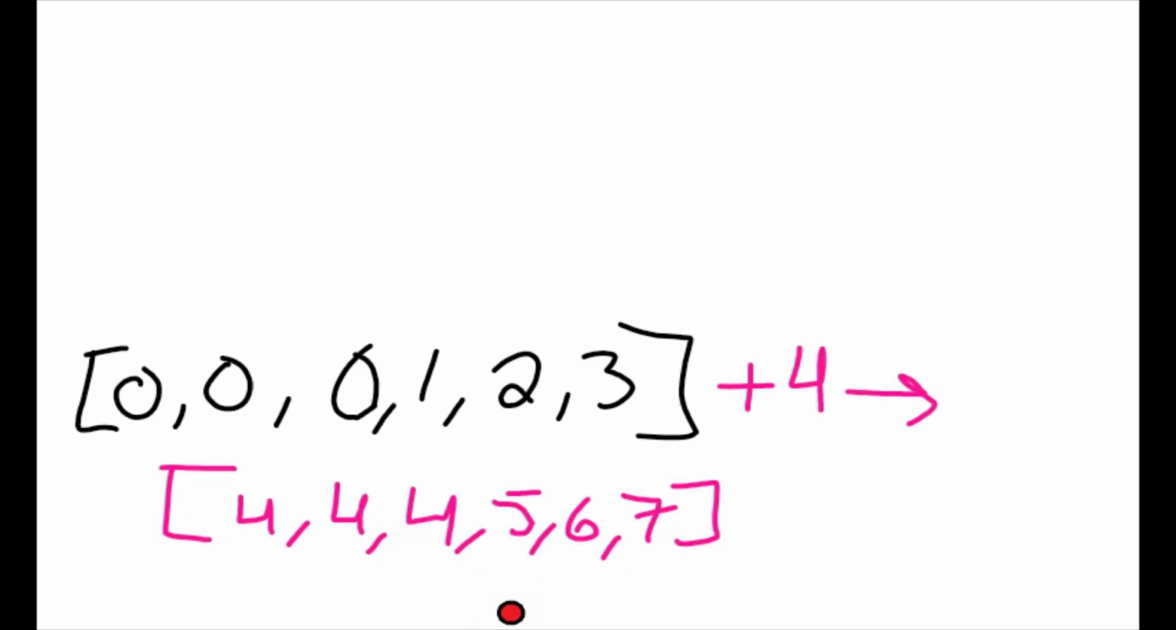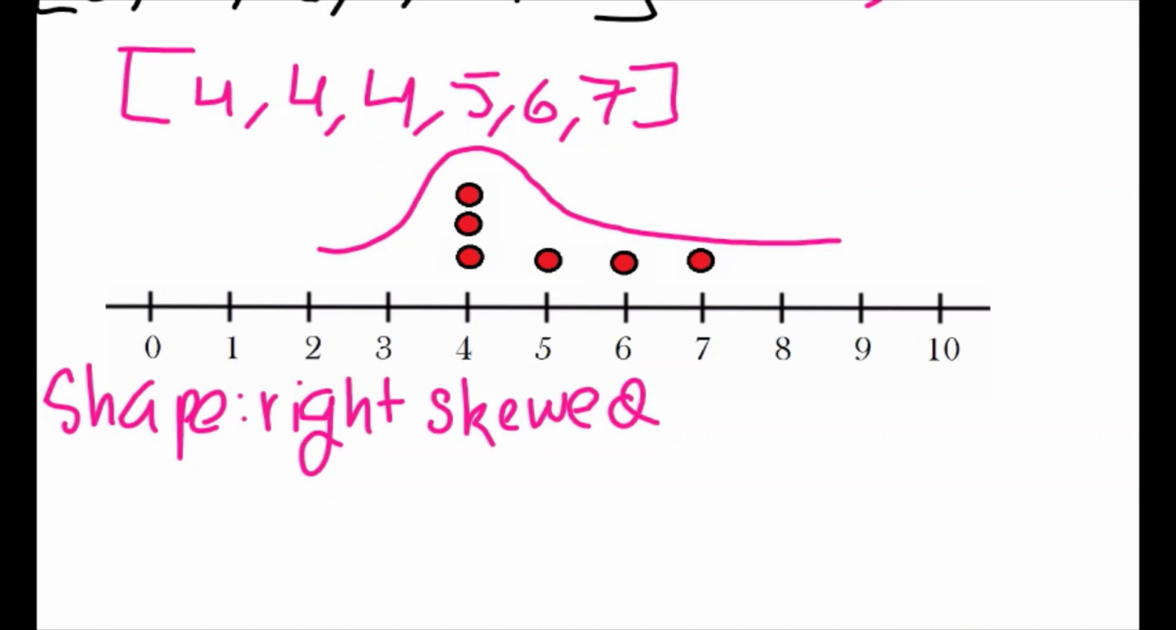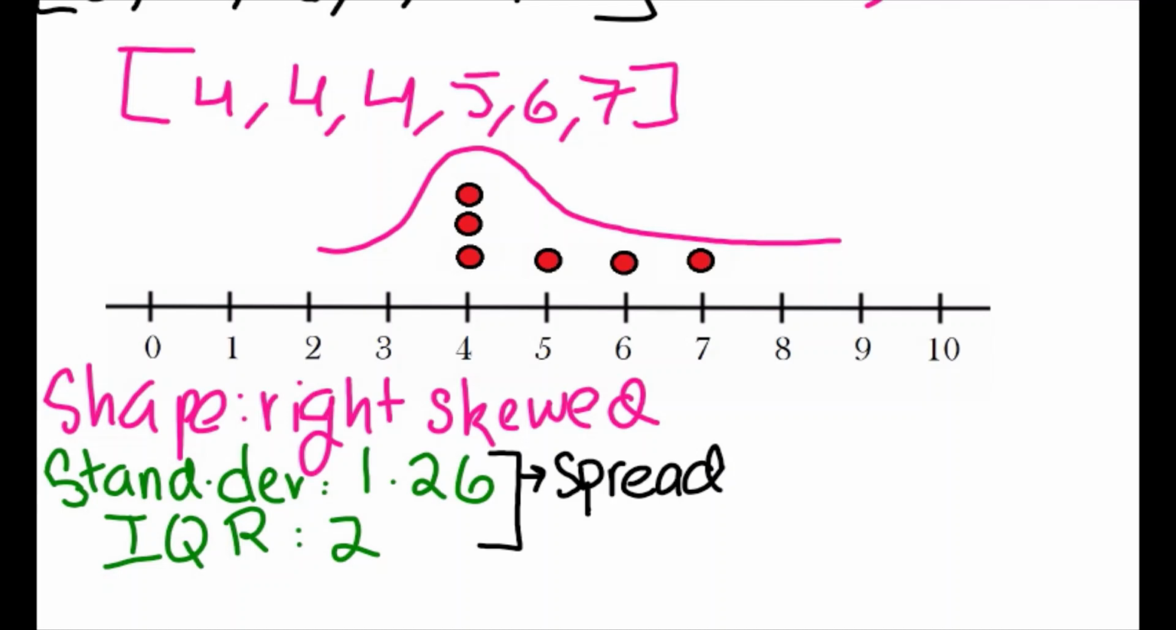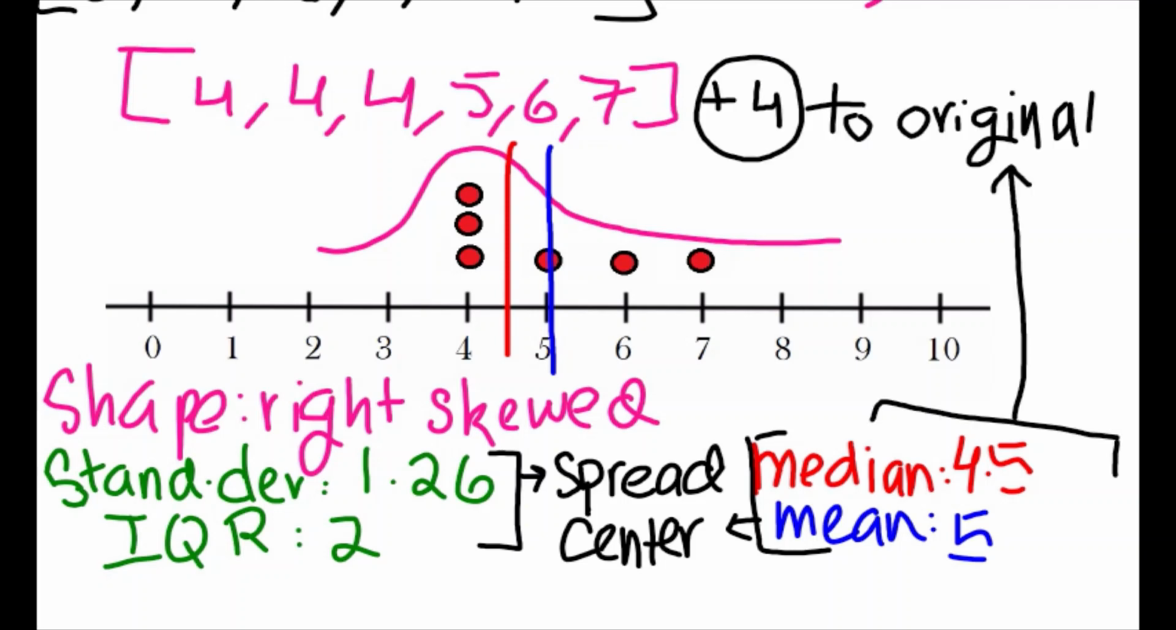so that now our dataset is 4, 4, 4, 5, 6, 7. Now our dot plot looks like this. Notice how the shape of our distribution is the same and that it is still skewed to the right. Likewise, our measures of spread stay the same, with our standard deviation still being 1.26 and our IQR remaining 2. The only thing that changed is our measure of center, with our mean now being 5 and our median being 4.5, each value increasing by the value that we increased our dataset points by.